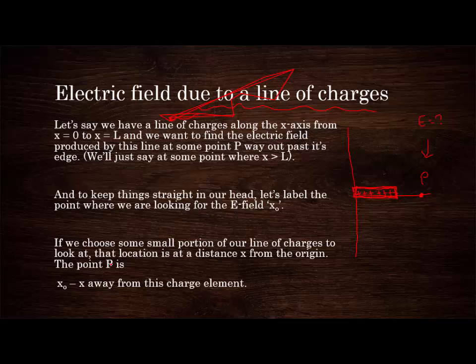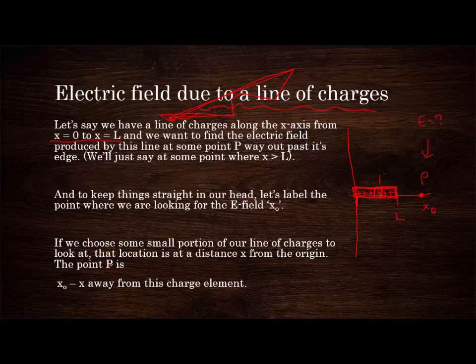Now, we can't just treat this like a point charge because it extends across a length, right? It extends from 0, or the origin, out here to what they're calling L. So we're going to try to keep things straight in our heads, and we're going to say that this location out here, this point P, we're going to call x naught, just for the purposes of integrating everything. So if we choose some super tiny portion of this string of charges, which is what we have to do whenever we're integrating, we take a super tiny portion and then subsequently add up all of those tiny portions together to get your value.